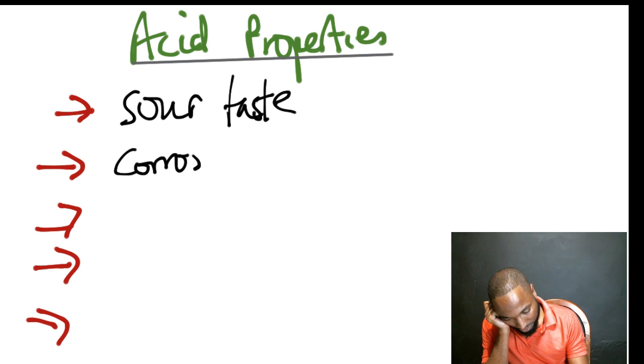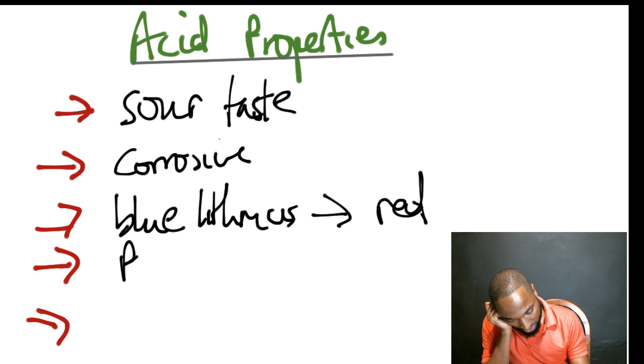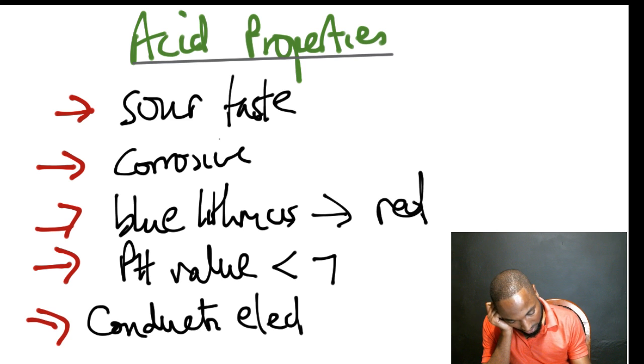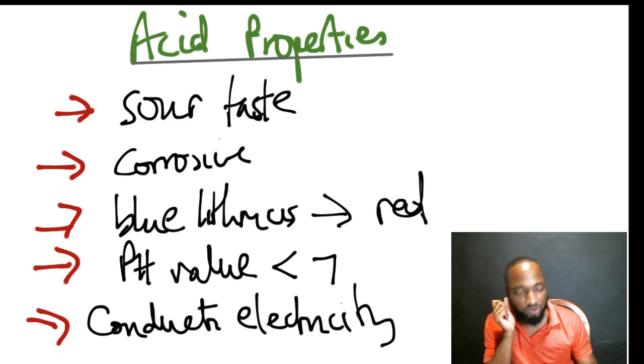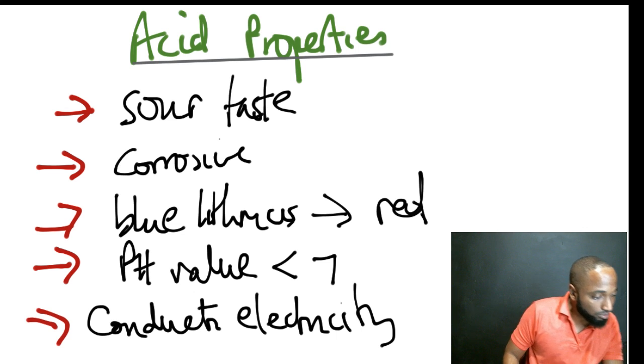Corrosive, blue litmus turns red. So this is a nice one here. pH value: if you use a pH meter, the pH value is less than 7, and it conducts electricity. Just by using the word acid, you're talking about the aqueous state, right?